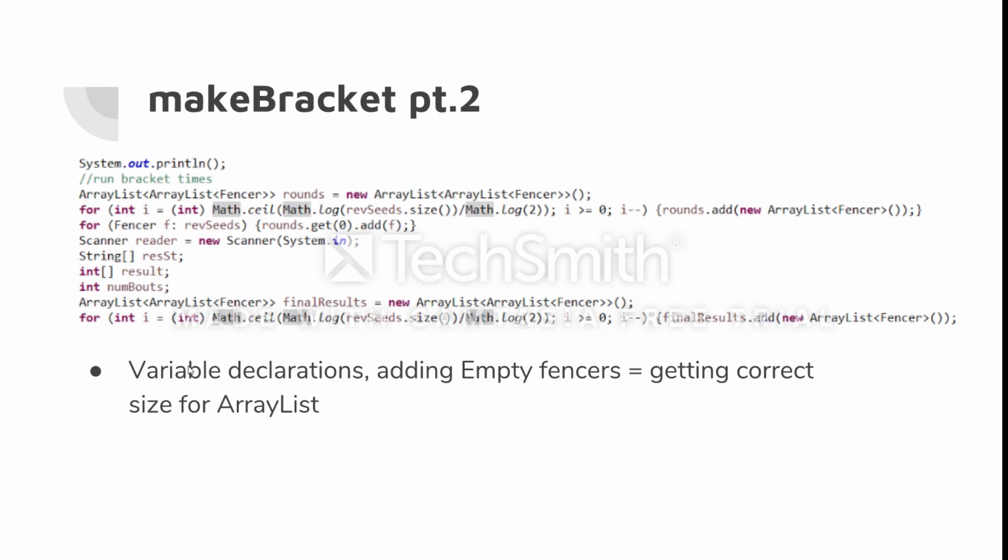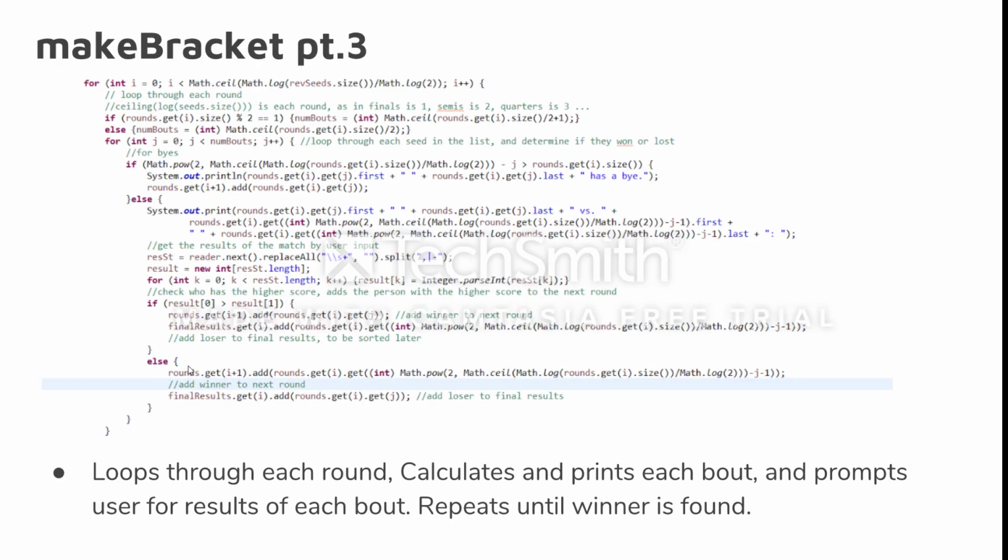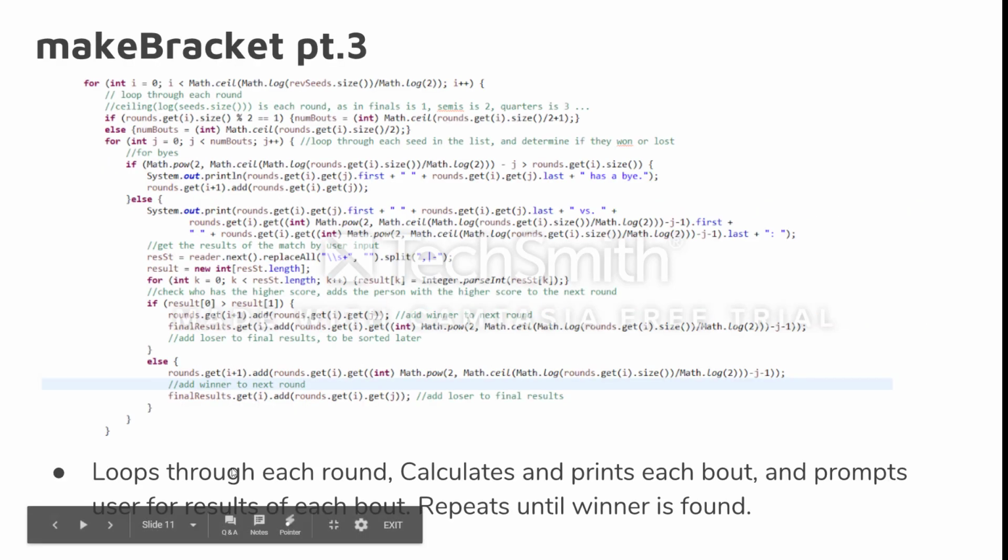And so after the reseedings are determined, we create the actual bracket, like who will face who and how many rounds there will be, and so on. Then this loops through each round.